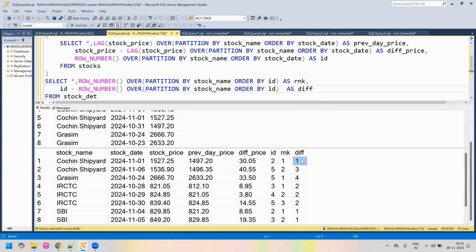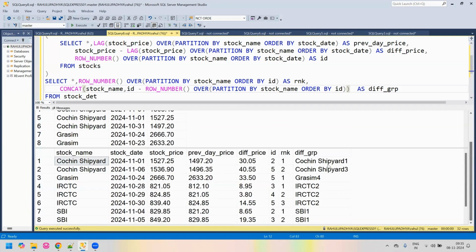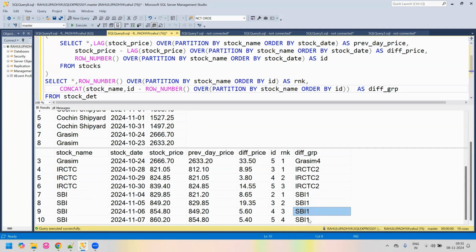So for that, to distinguish this group and this one separately for the stock, what we will do is we will add the stock name as well along with the difference. We will concatenate the stock name as well so that we get the groups distinguished. So for example, this coaching shipyard one and this SBI one are now two different entities. With this, we can separate it out.